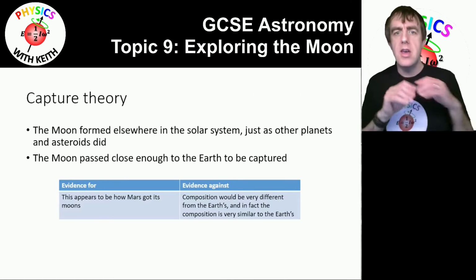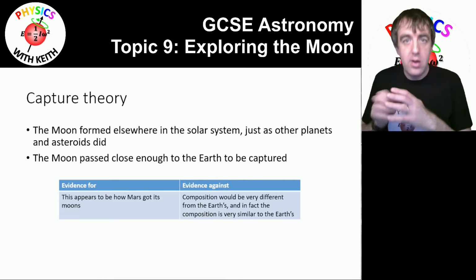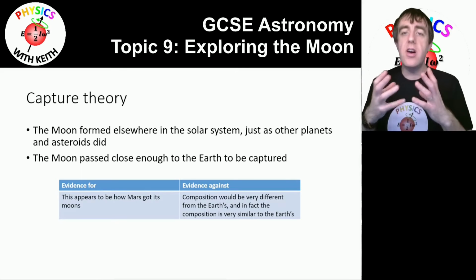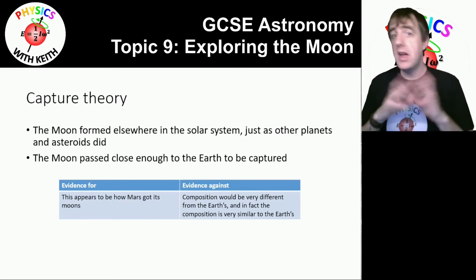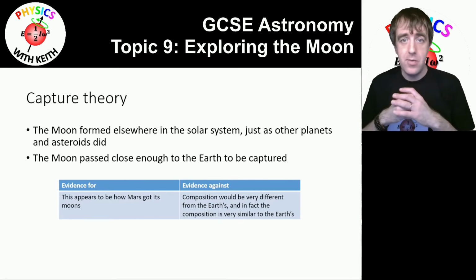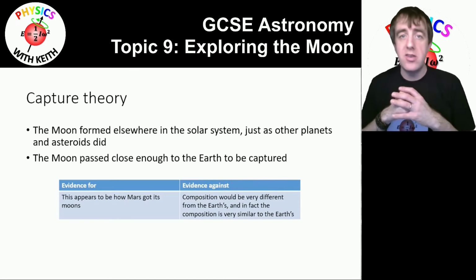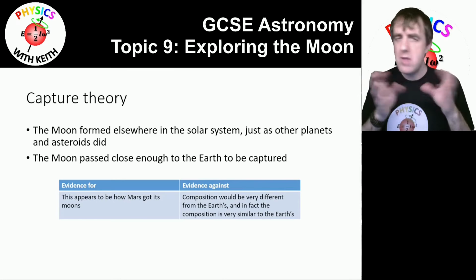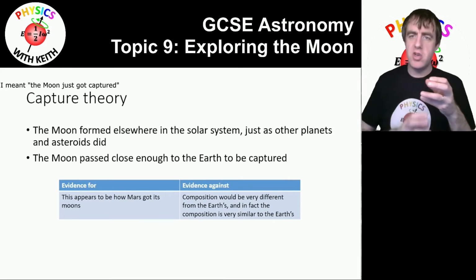But let's look at the evidence for and against each of these theories. So let's start with evidence for the capture theory. This is the idea that the moon formed elsewhere in the solar system, just like asteroids and planets and everything else do. And it just happened to wander close enough to the Earth at some early point in the solar system, way back in the ancient history of the solar system, and the Earth just got captured.